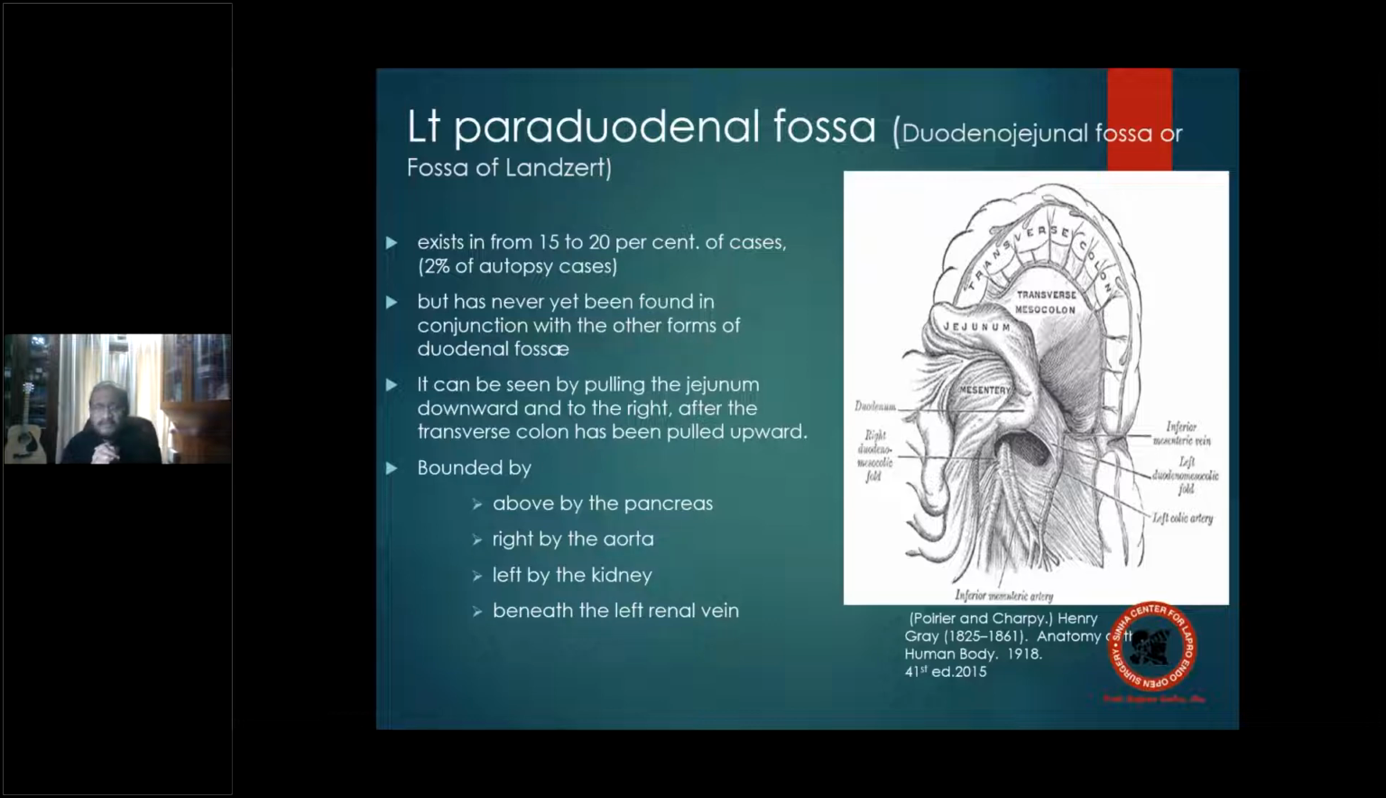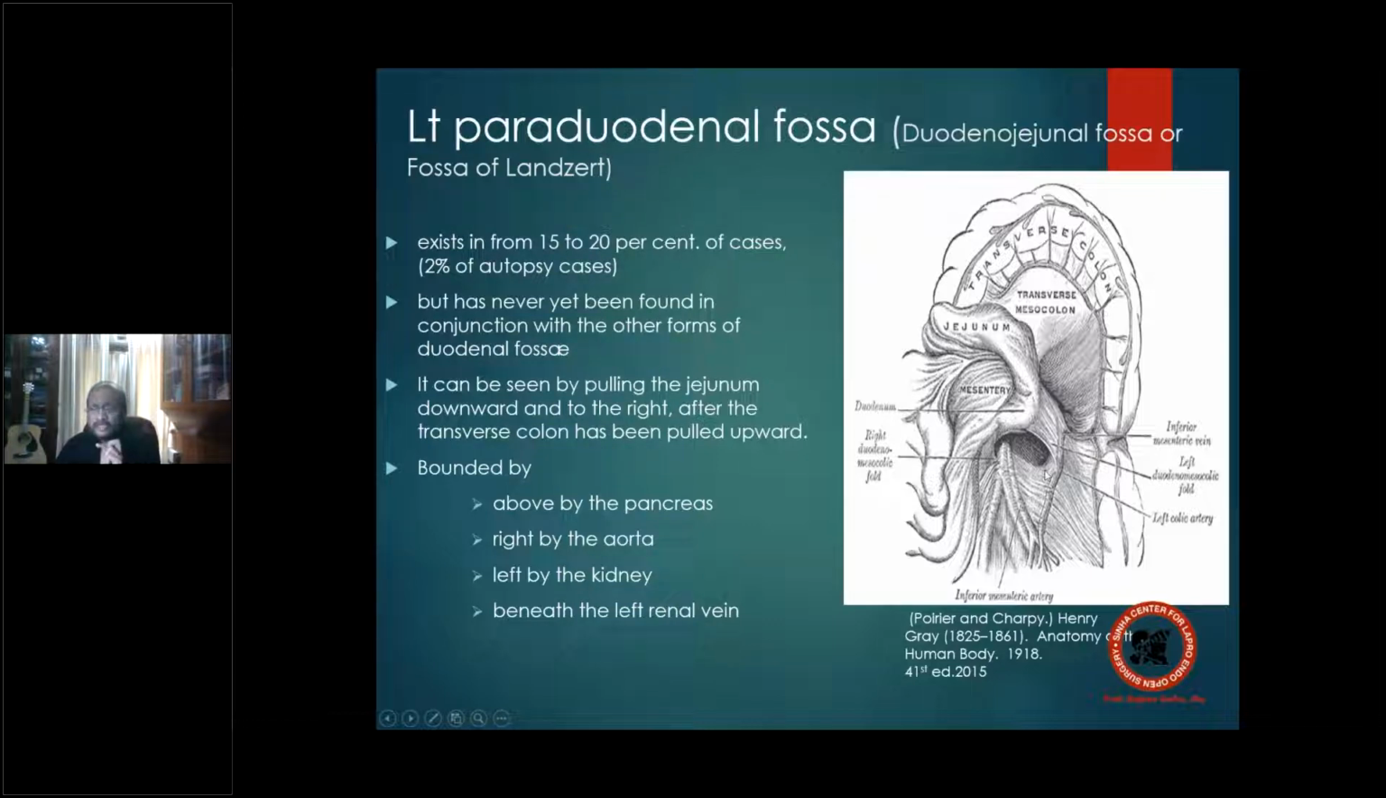This is important for the simple reason that it is closely related to some vessel. Let's see what the vessel is. First, let's see what it is. Now, this is in even lesser cases. Remember, the first one, the inferior, was present in 75% cases, the superior in almost 40-50% cases, and this is half of that, exists in 15 to 20% of all cases and 2% of all autopsy cases, right?